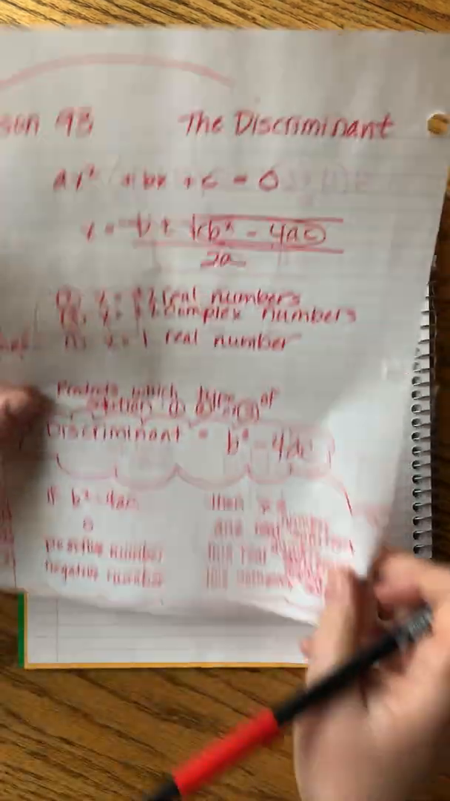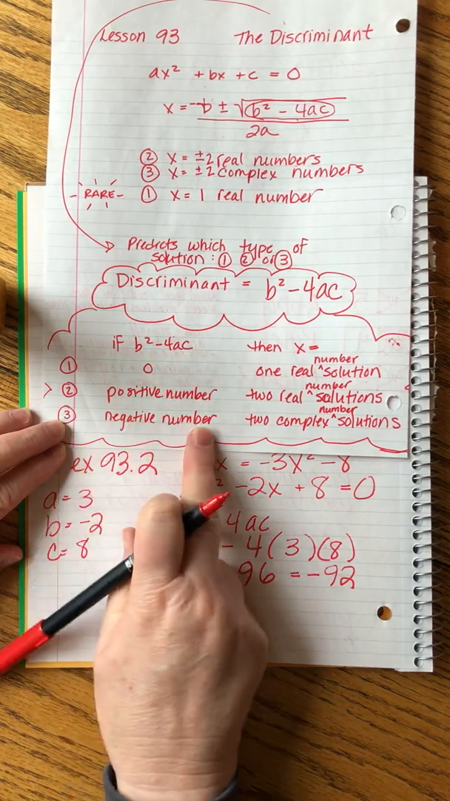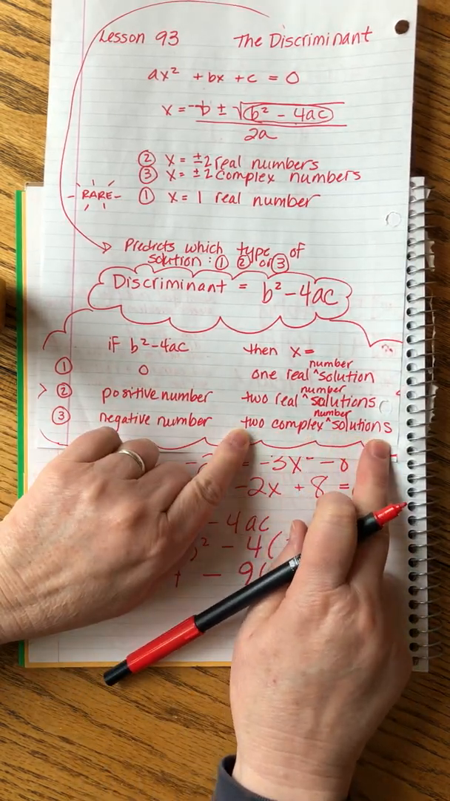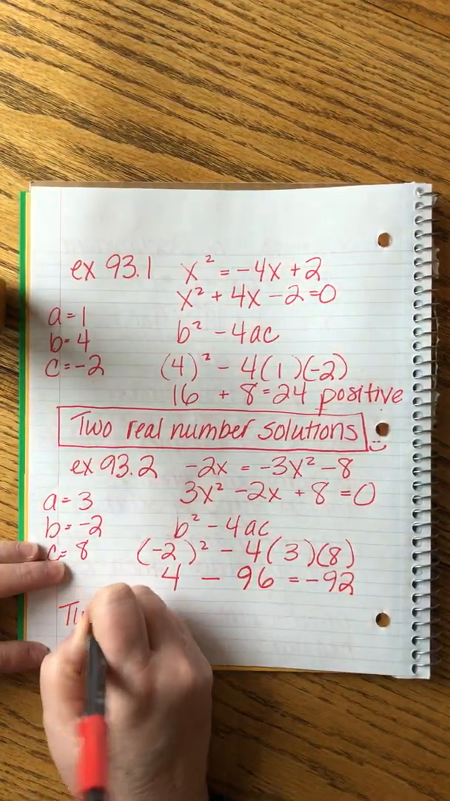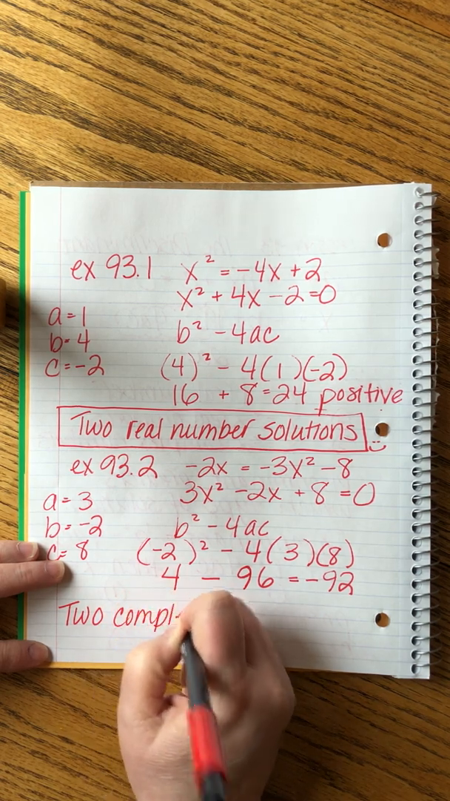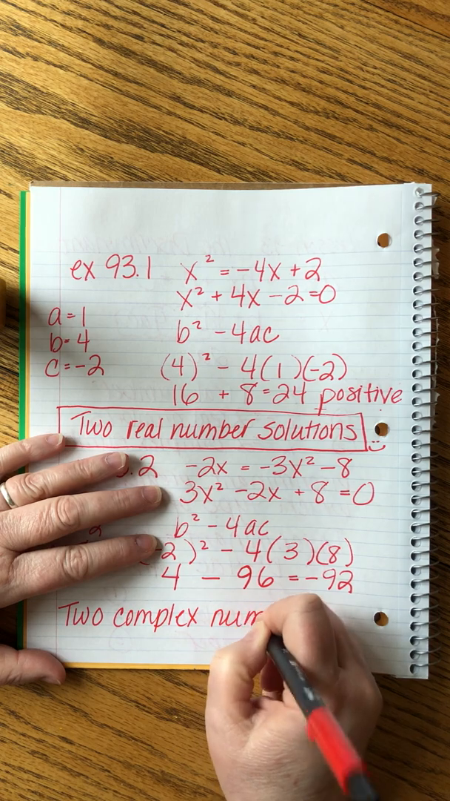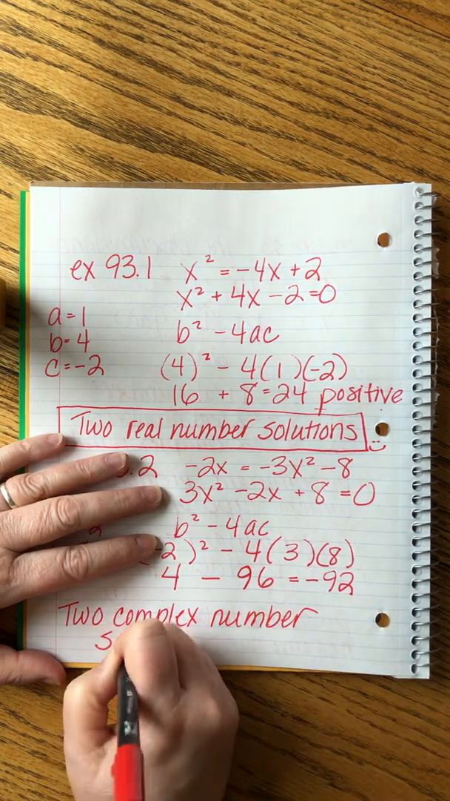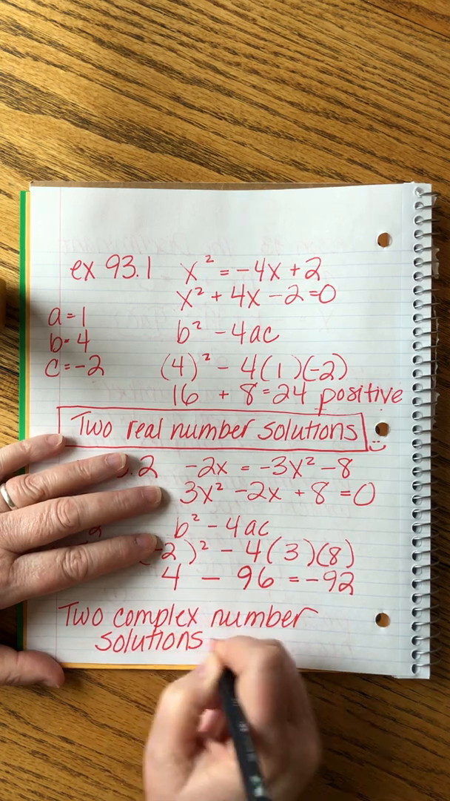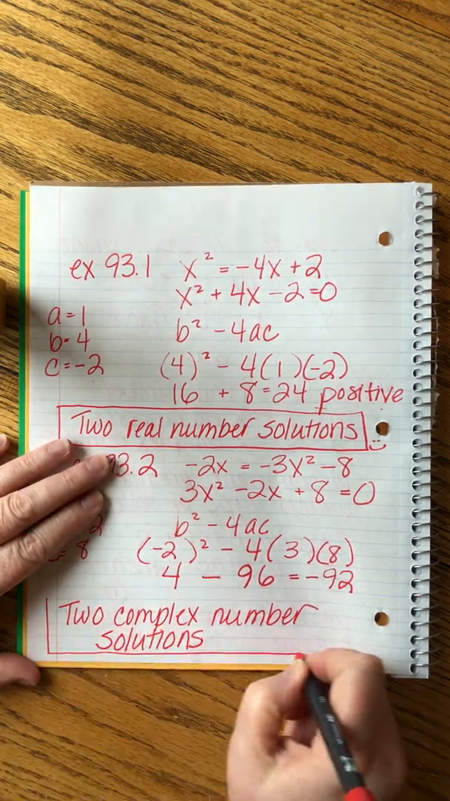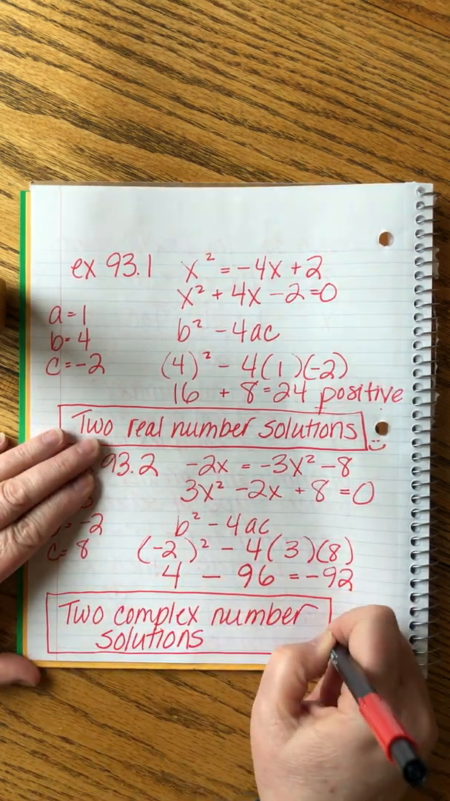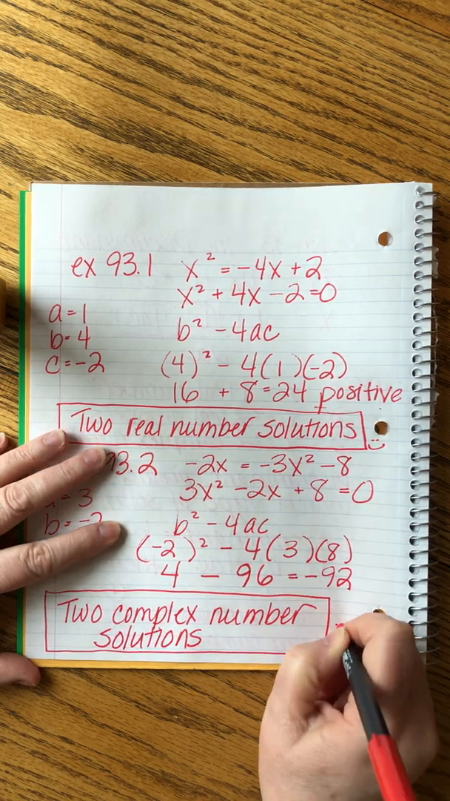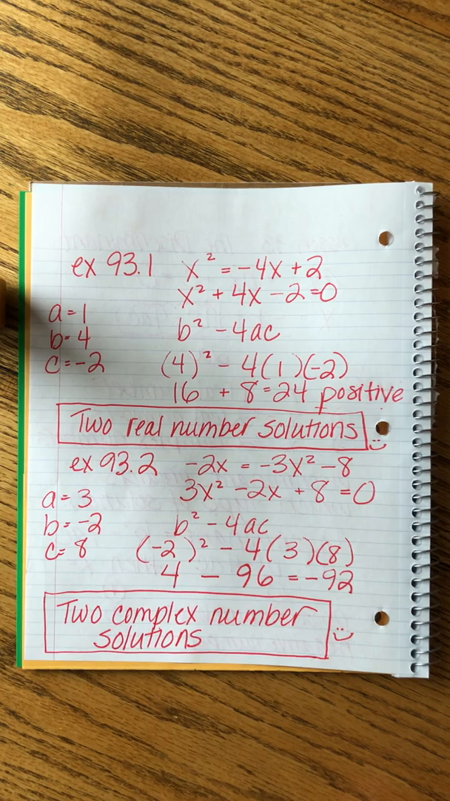I double check it on my list. If the discriminant is a negative number, then I have 2 complex number solutions. So that's what I write here. 2 complex number solutions. And that is the answer John's looking for. Again, he doesn't want to know the value of the discriminant. He wants you to use that number to predict what kind of solutions you'll have if you were to solve this. All right, that's all there is to it.